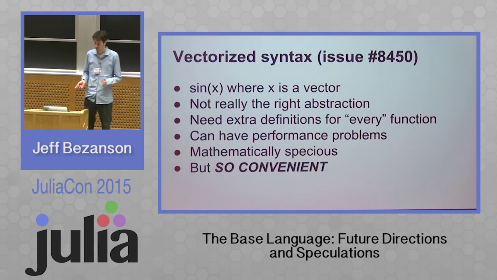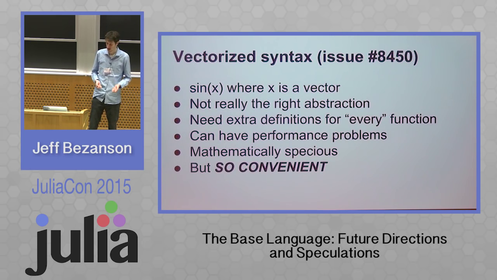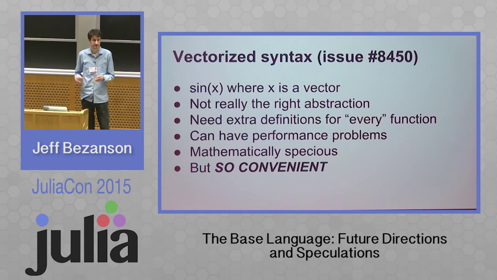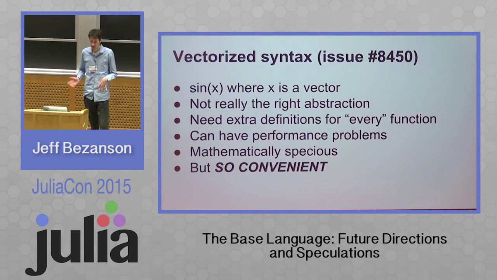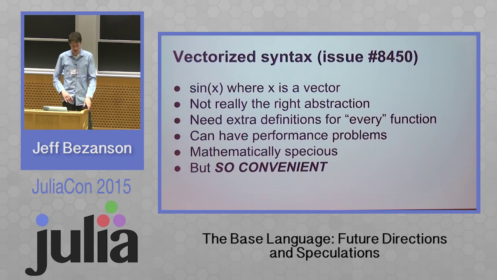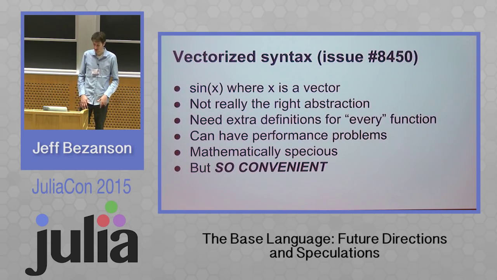And this also can have performance problems in the absence of really smart compiler optimizations, because you can end up looping over things multiple times. And then lastly, and maybe least importantly, it's kind of mathematically specious. It's not really true that the sine of a vector is the sine of all the elements of it, which, if this were okay in every other way, maybe we could live with that, but it's yet another straw on the camel's back. But yes, so convenient. So I don't really know what to do about this.